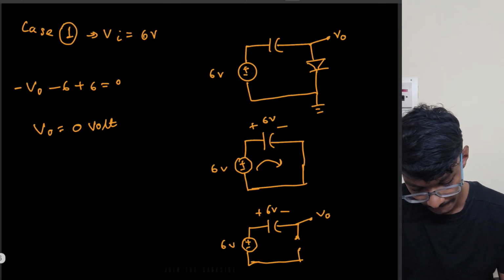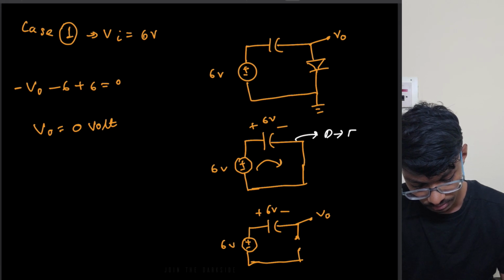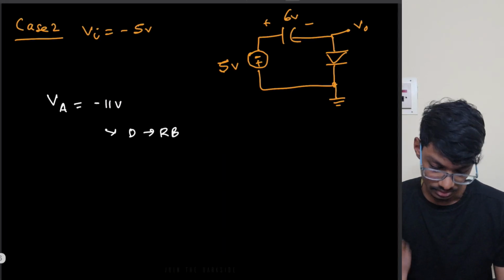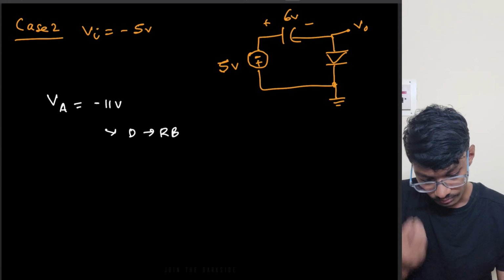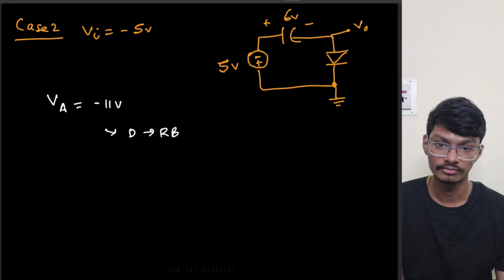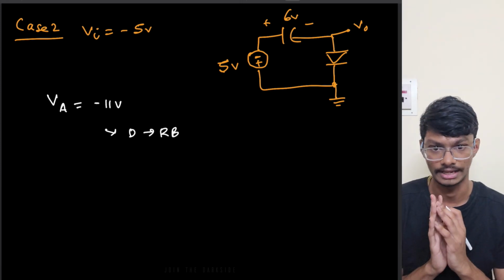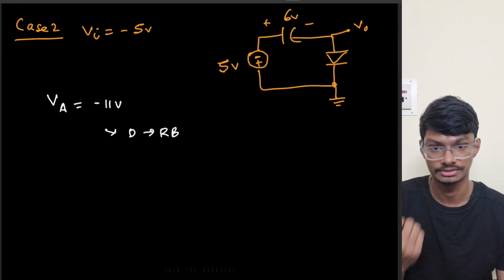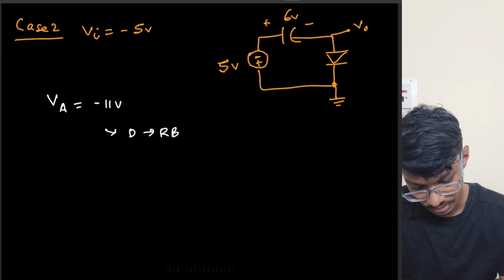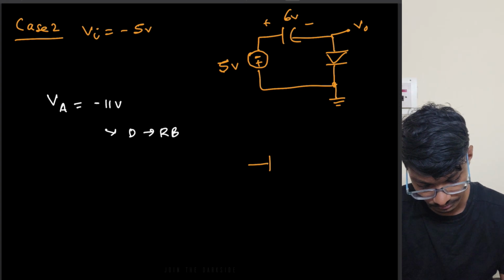Here initially the diode was forward bias. Okay, so here it is reverse bias, so obviously it won't get turned on, so no current will flow through the circuit, so everything will remain as it is. So the capacitor won't change its voltage, so the circuit will look something like this only.